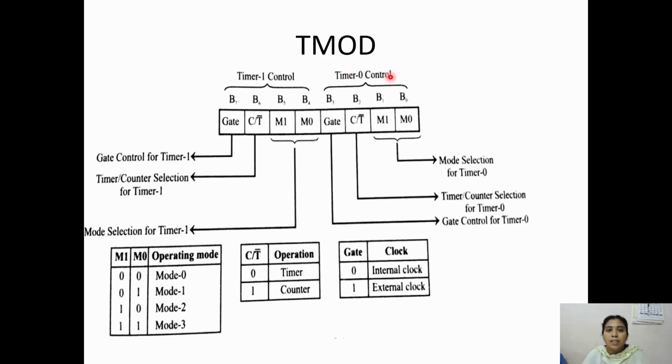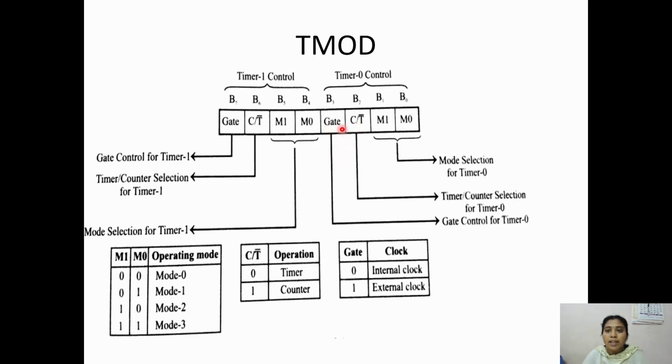Timer mode control register, the TMOD register. It is an 8-bit register. The lower 4 bits are used for controlling Timer 0 and the upper 4 bits are used for Timer 1. Here the lower 2 bits M1, M0 are used for mode selection. B1, B0 are used for Timer 0 and B5, B4 are used to select the timer modes for Timer 1. B2 is used for timer and counter selection. 0 is used to select the timer and 1 is used to select the counter.